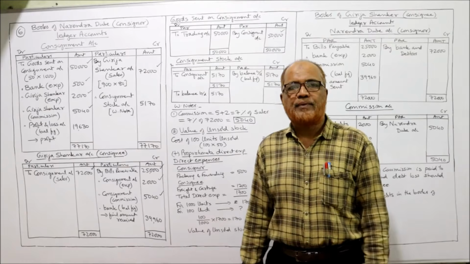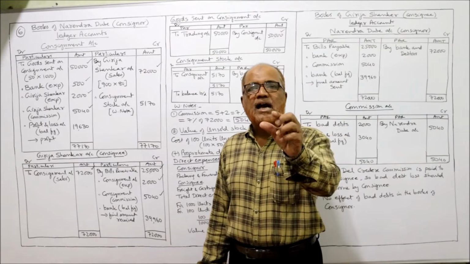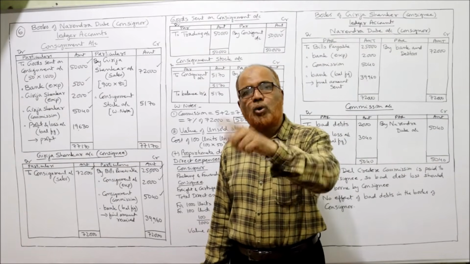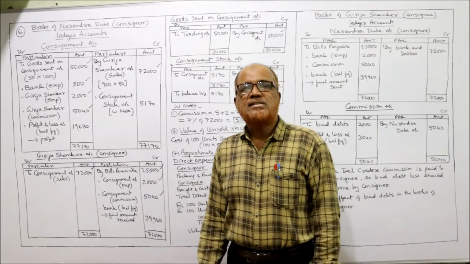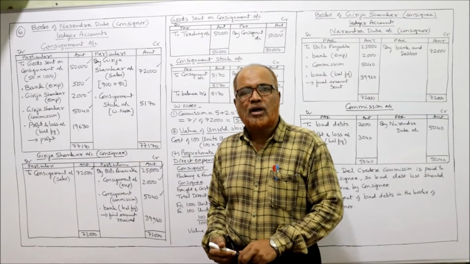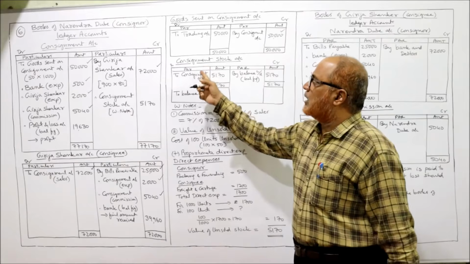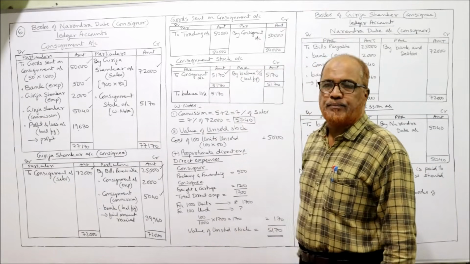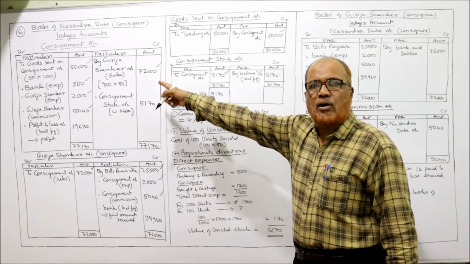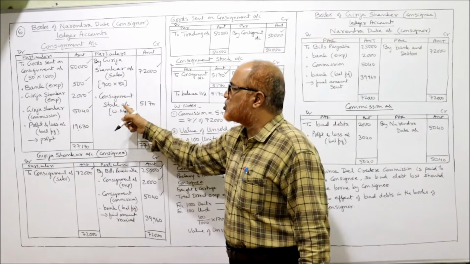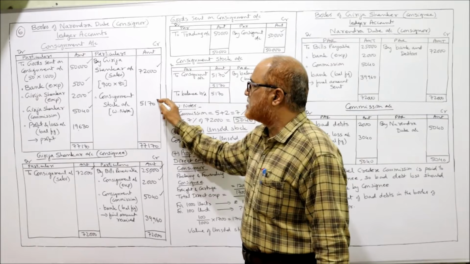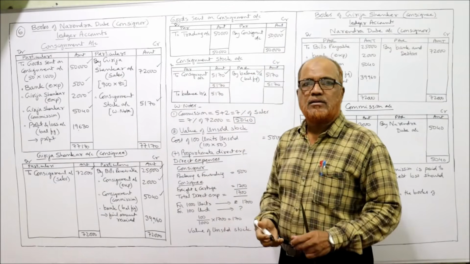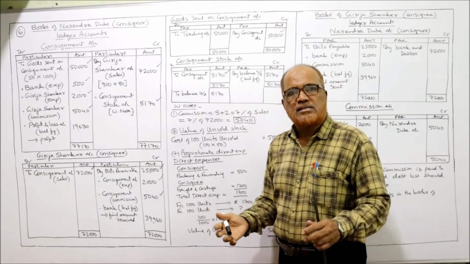What is the entry? The entry will be consignment stock account debit to consignment. Consignment stock account debit to consignment. So consignment stock debit side to consignment 5170. And consignment account credit side by consignment stock account 5170. That's it. Over. All the entries completed.